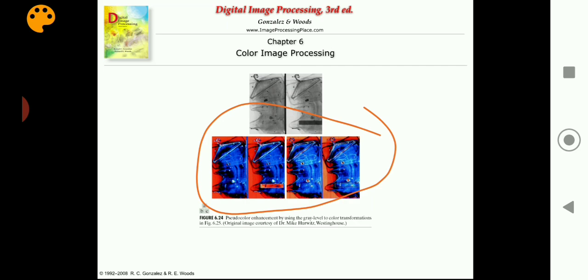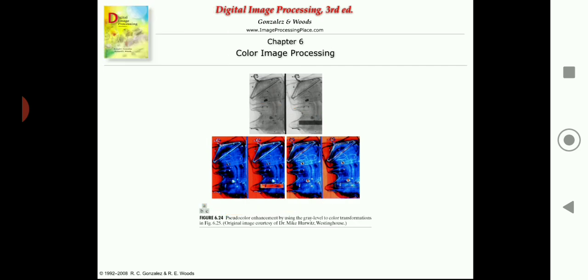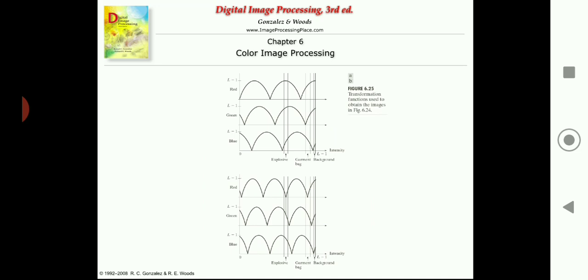Now if you see 6.25a, that is nothing but these waveforms. If you see these waveforms, the gray level bands will correspond to the explosive, garment bag and the background respectively. One important thing we have to note here is that the explosive and the background have different intensity levels. You can easily observe that. But if you carefully observe, they are approximately having the same color, right?